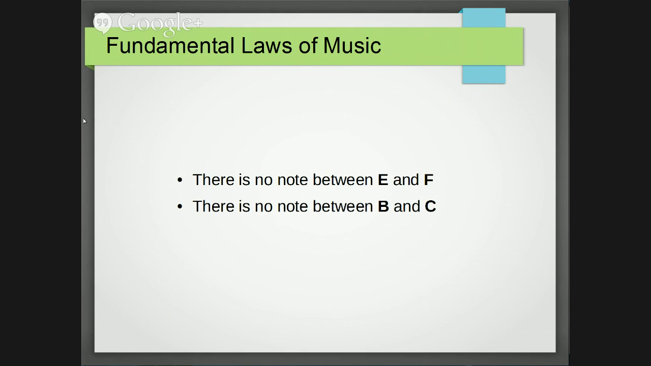Now, some caveats. There's nothing between E and F, and there's nothing between B and C. So there's no E sharp, there's no F flat. There's no B sharp, there's no C flat. Fundamental law of music. We could get into the why that is, but it's not important. It's kind of like asking why the sky is blue. Look, the sky is blue. We'll figure out why when you get to physics, all right?